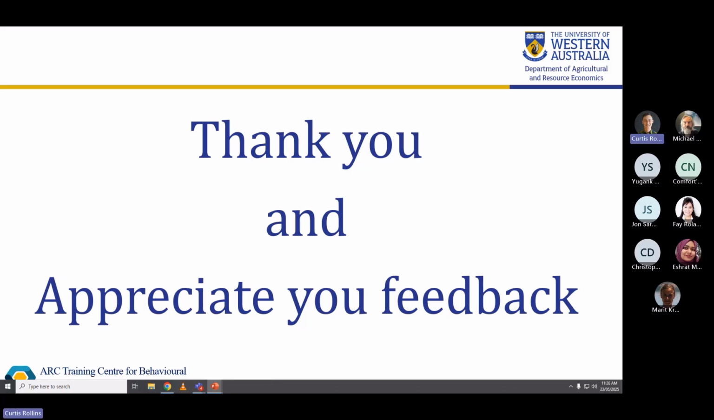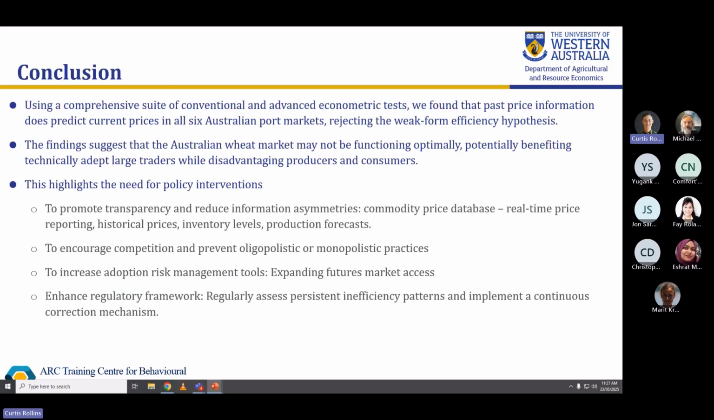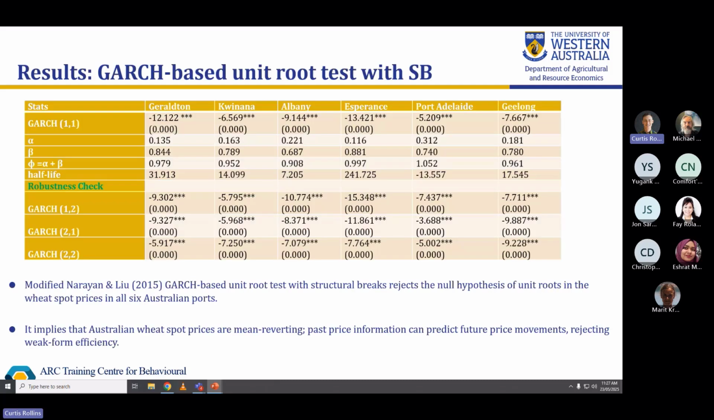So were you working with daily settlement prices, or seaborne prices? It's not a seaboard price, it's a local price. But the futures, how long in the future are you predicting? I'm not predicting the future. If I forecast how long it takes to dissipate the impact of past price shocks, we could see that from this. For example, for Geraldton, it takes 31 days to dissipate the past shocks. For Kwinana and Albany, it's around 14 to 7 days.